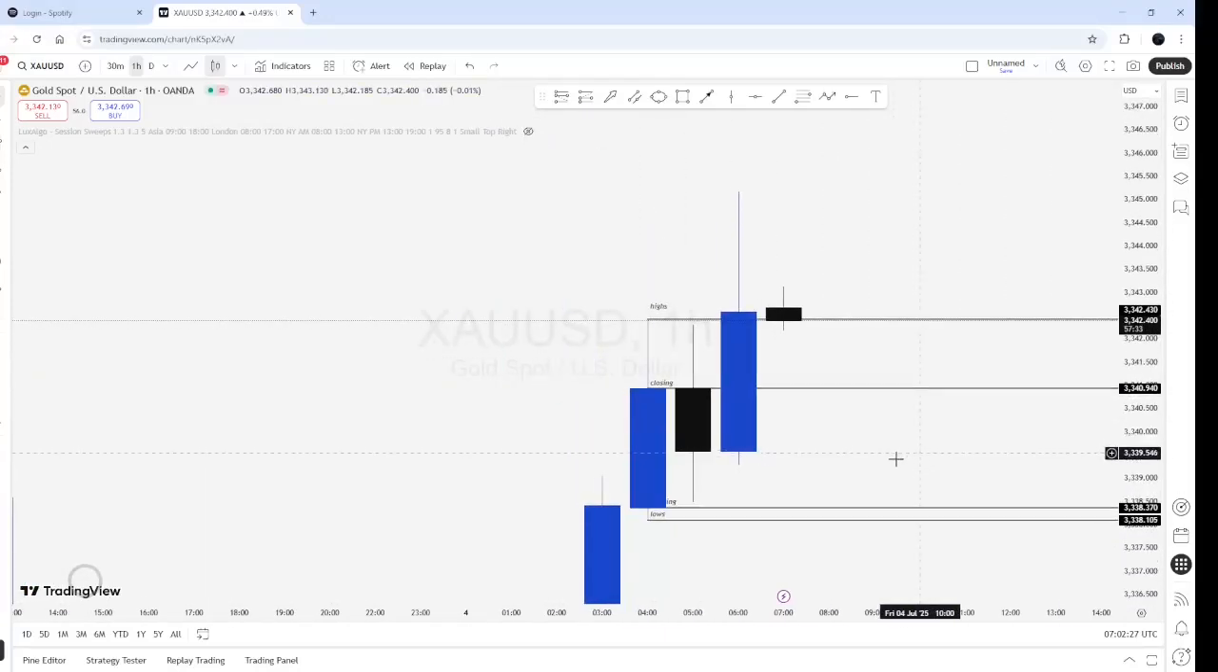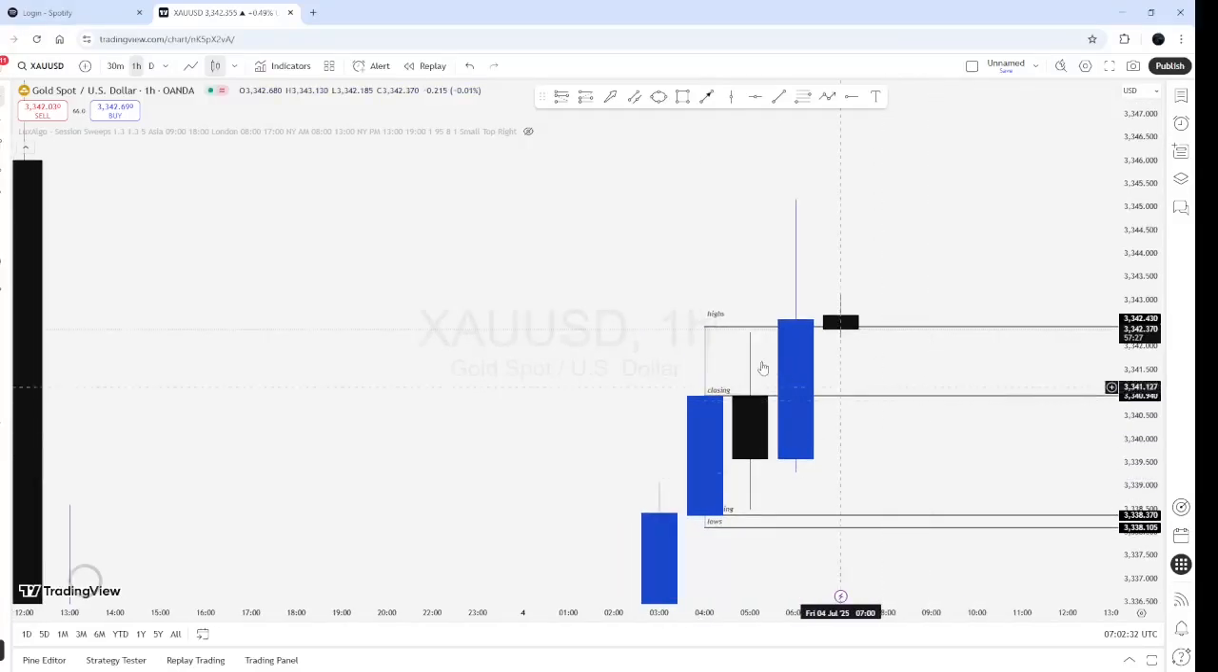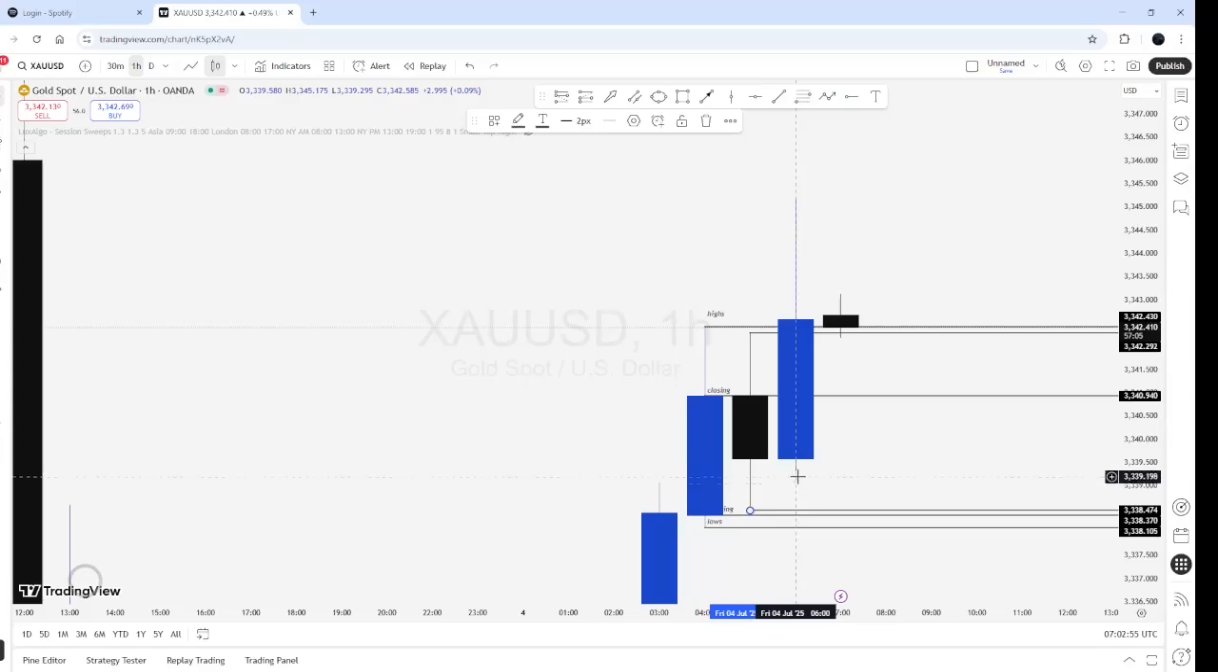Let me explain why this is the opening and this is the close. When we come back to this candle, it will be the other way around. We'll still have this as the highs, and we'll still have this as the lows, but we'll have here as the opening, the same figure as the opening, and then we'll have here as the close.